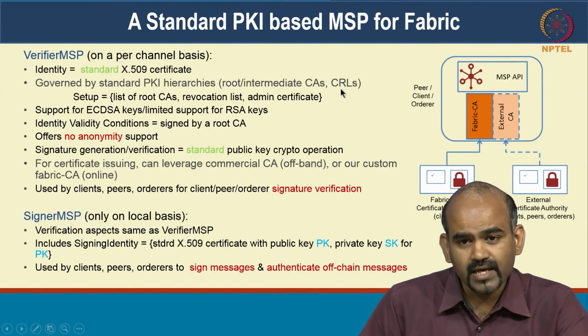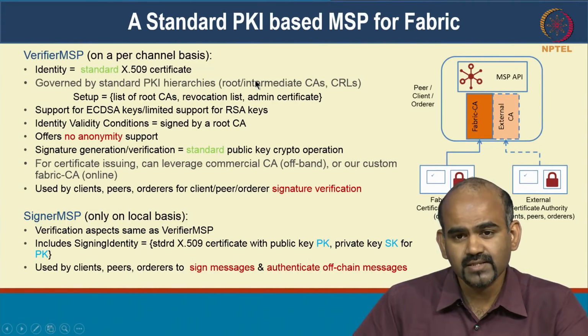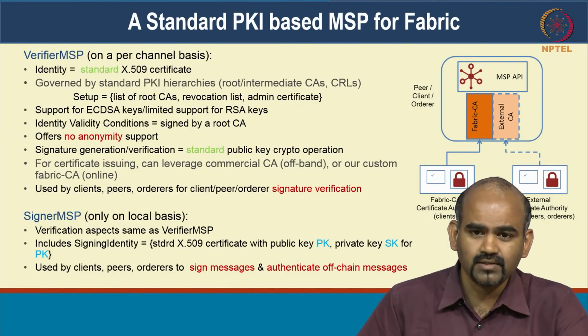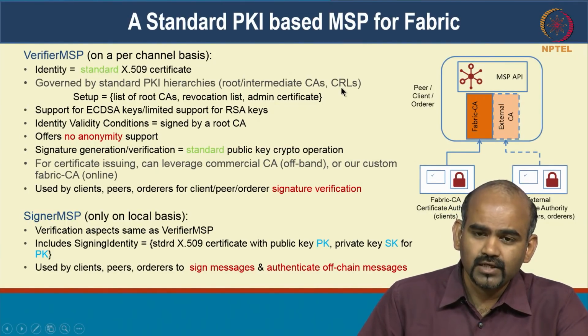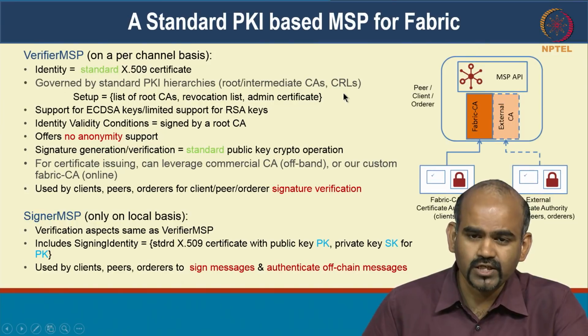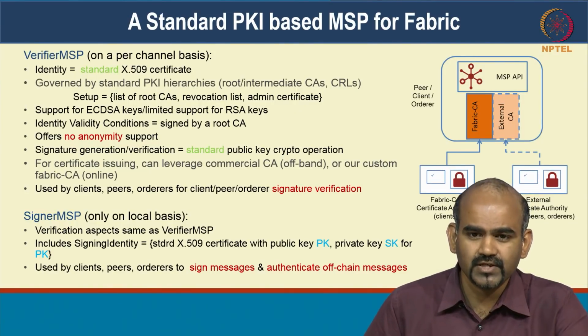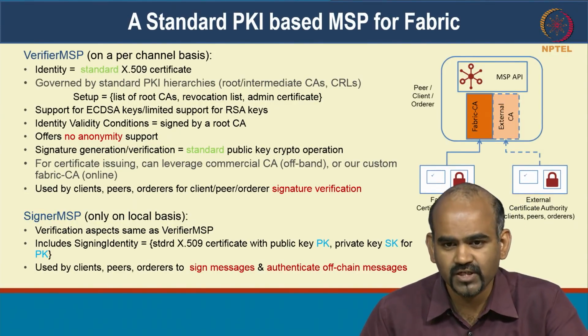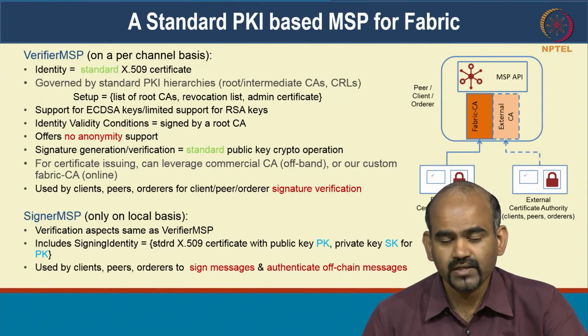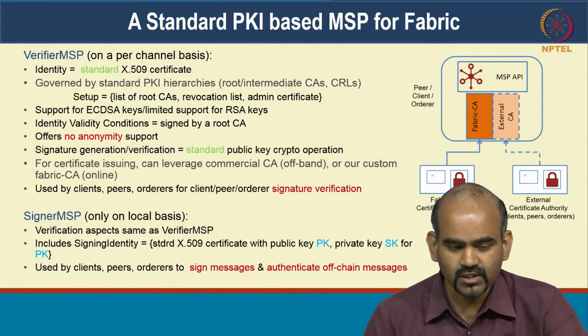And the CA could have multiple intermediate CAs just for hierarchical purposes. And it could also maintain a certificate revocation list. So periodically these certificates might get refreshed and new certificates might be issued. And the CA will maintain which certificates have been revoked in the past.